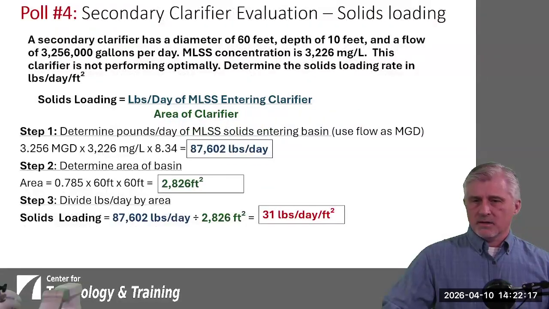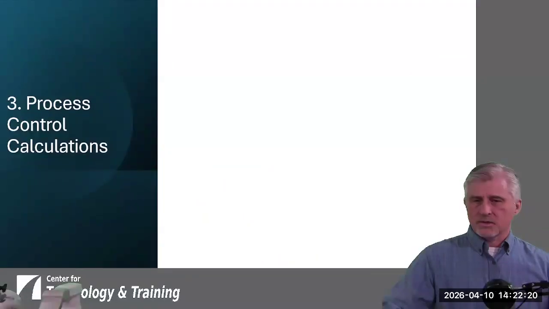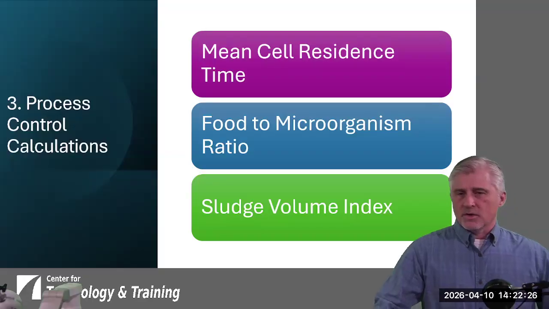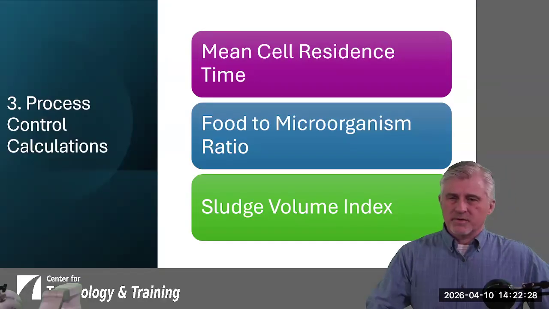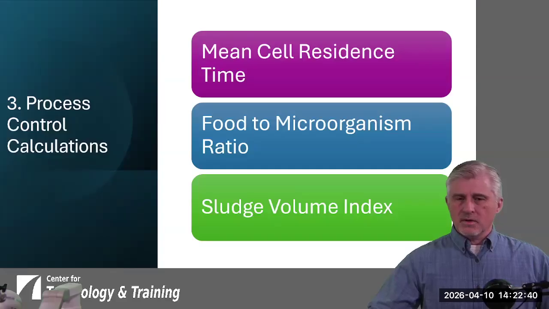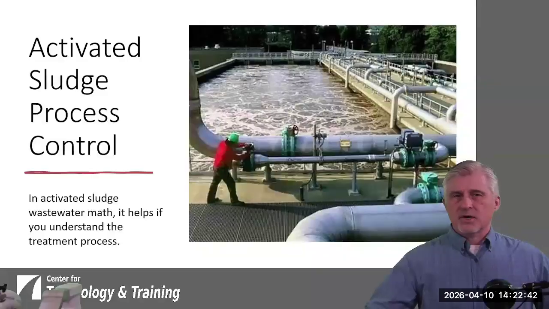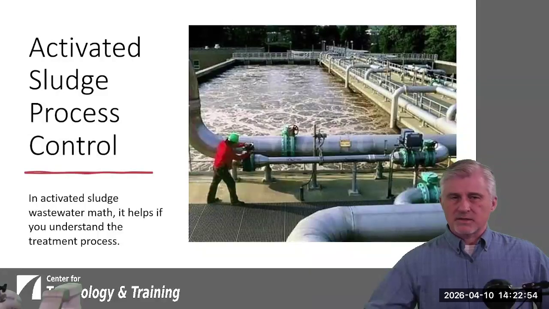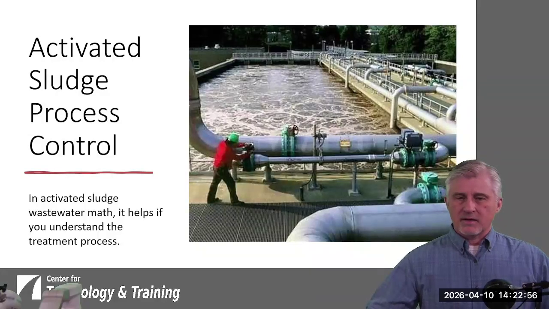So now we're going to move on to our next set of topics. We're going to look at some other process control calculations. We'll look at mean cell residence time, abbreviated to MCRT. We'll look at the F/M, or the food to microorganism ratio, and we'll look at the SVI, or the sludge volume index. In activated sludge processes where we have controls, we're going to look into what different things we can do to help understand the treatment process, and the math that's involved will help with that.